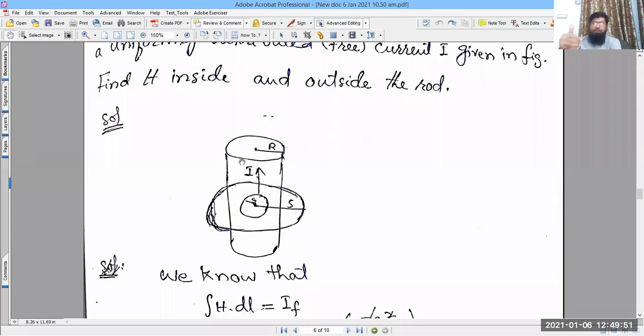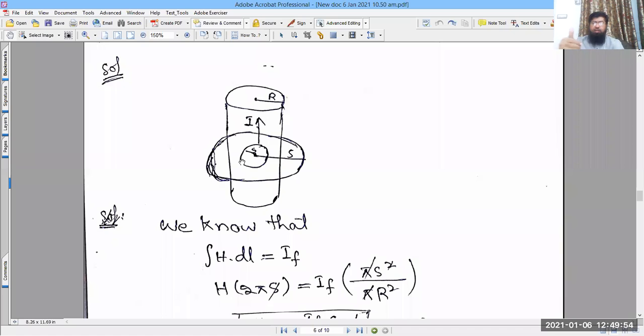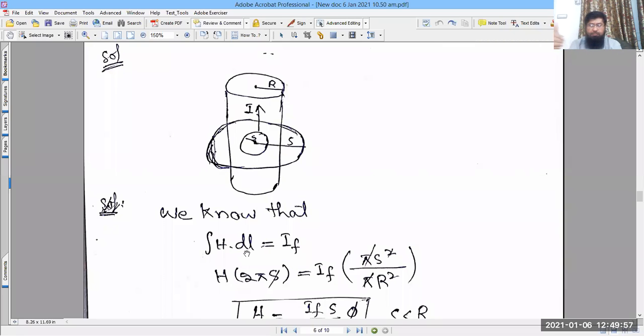So yesterday we saw that the integral of H dot dl is equal to the free current. So for inside, this is the circle inside the copper wire, and its radius we call s. Here the integral over dl gives you the circumference of that circle, which is equal to 2 pi s. This is inside, and I_f is the total current.